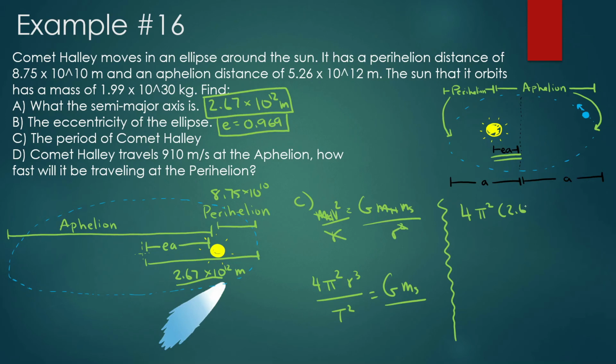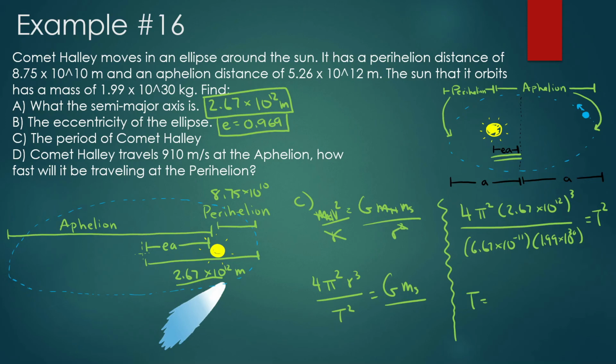So I'm going to put 2.67 times 10 to the power of 12. This is cubed, divided by the G, which is 6.67 times 10 to the negative 11, times the mass of the sun, which is 1.99 times 10 to the power of 30. And this all equals T squared. Okay, so let's figure out what this period is. Give me a second, because this is going to take me a little while since we have a lot of big numbers here. I don't want to mess up while I'm talking.